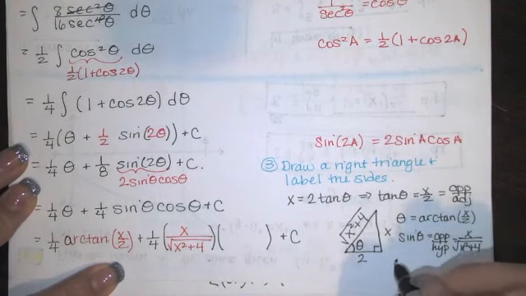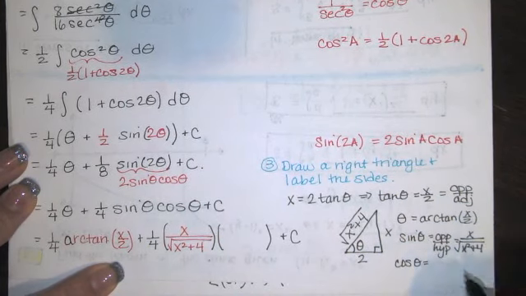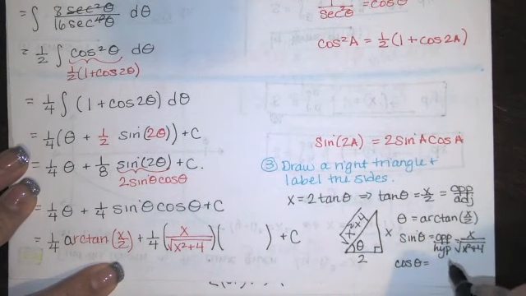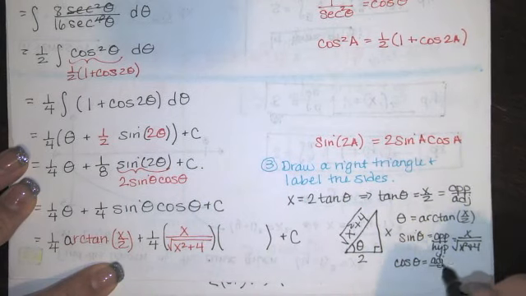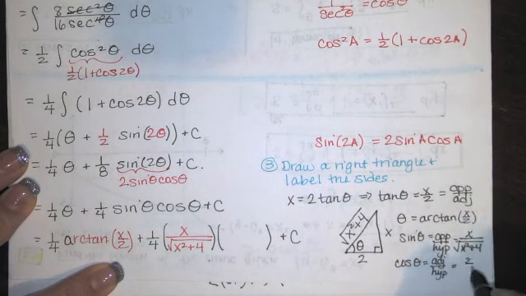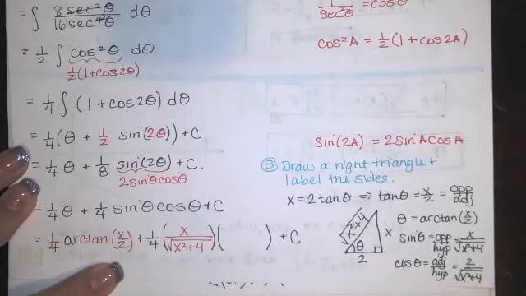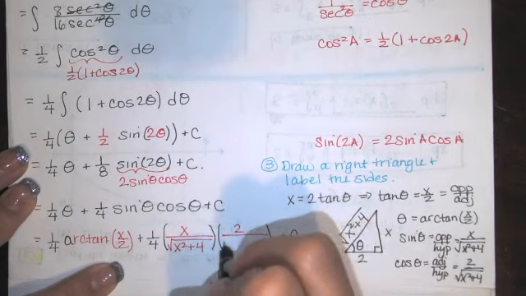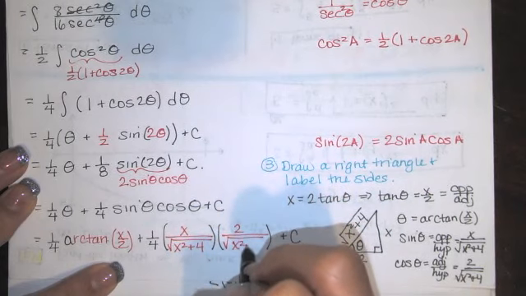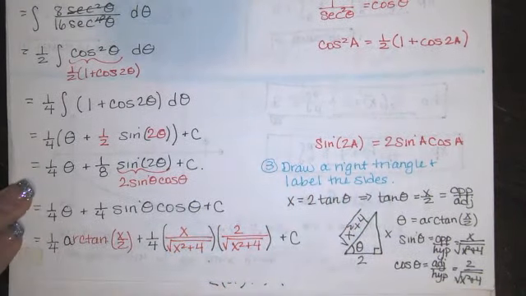And cosine is similar. Remember, SOH CAH TOA. Cosine is adjacent over hypotenuse. The adjacent side is 2 and the hypotenuse is the square root of x squared plus 4. So we replace this cosine of theta with 2 over the square root of x squared plus 4. And that's our answer. It's just not simplified.